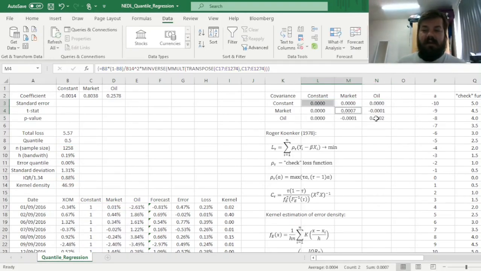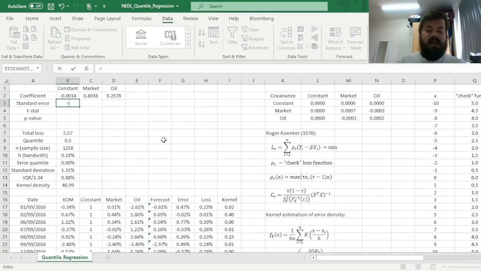In the diagonal of the covariance matrix are the variances of coefficients, so the square root of the diagonal elements are the standard errors we're interested in and can use to test for coefficient significance. So here we calculate the square root of the top left element to get the standard error of the constant. Here we calculate the square root of the middle element to calculate the standard error of the market coefficient, the beta of the conditional median. And here for the oil coefficient, we calculate the square root of the bottom right element.